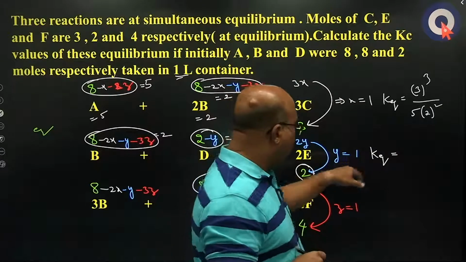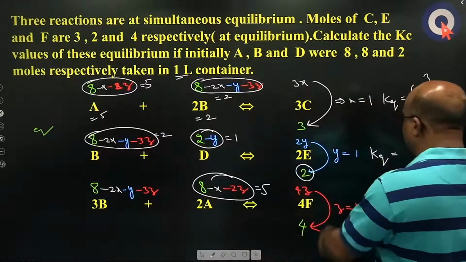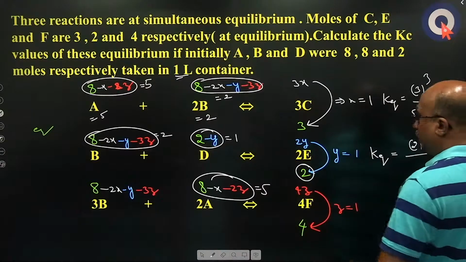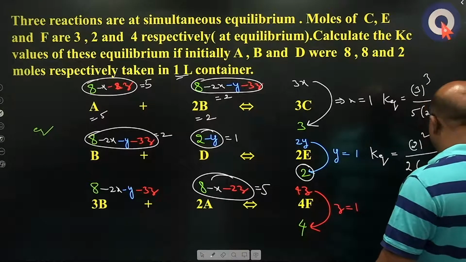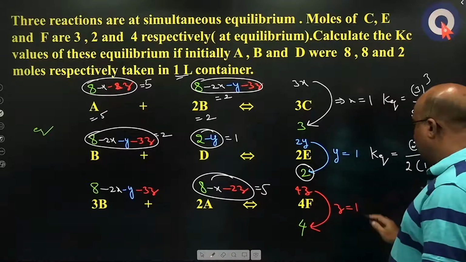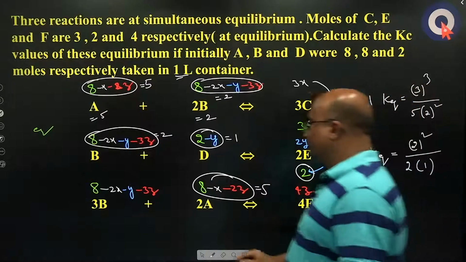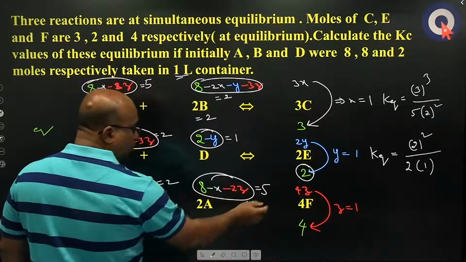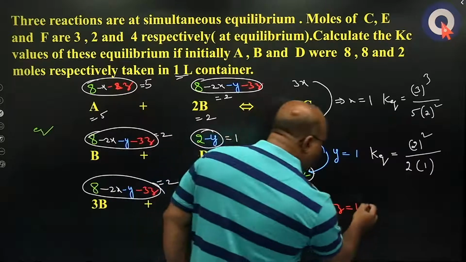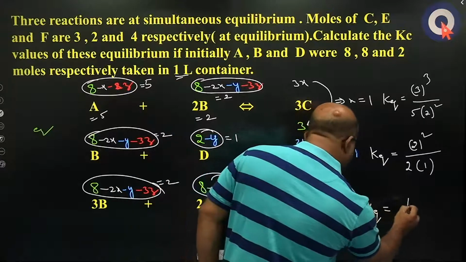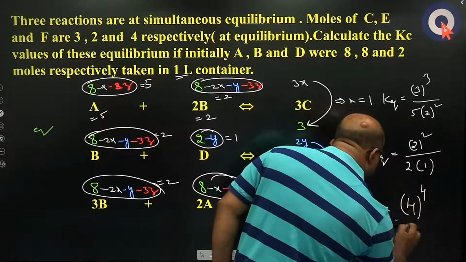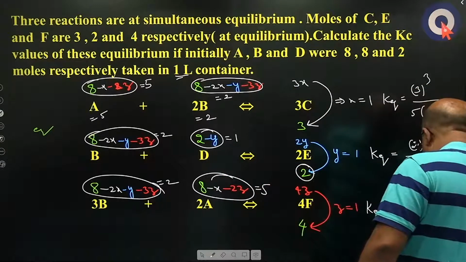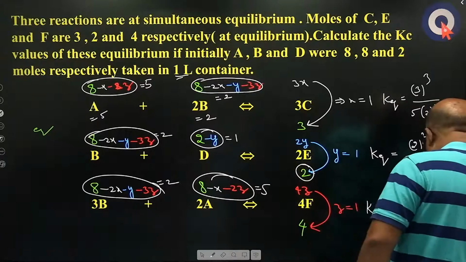So what is K equilibrium in this case? It is 2 squared by, this is B, that is 2, into this is 1. So in this case, this is again already 2, this is 5, this is 4. So what is K equilibrium for this? It is nothing but 4 to the power of 4 by 2 to the power of 3, and this is 5 to the power of.